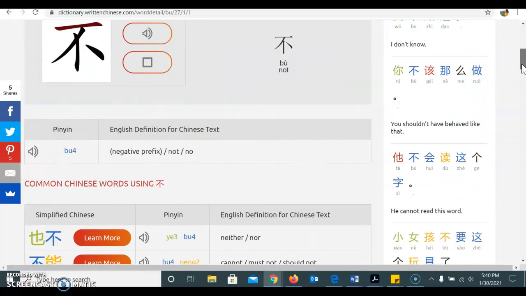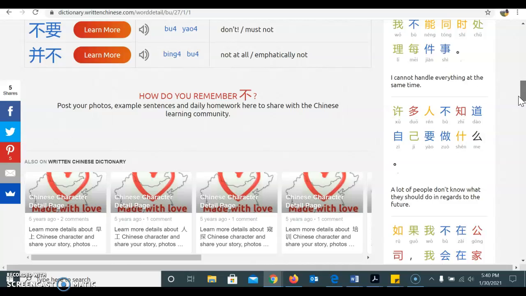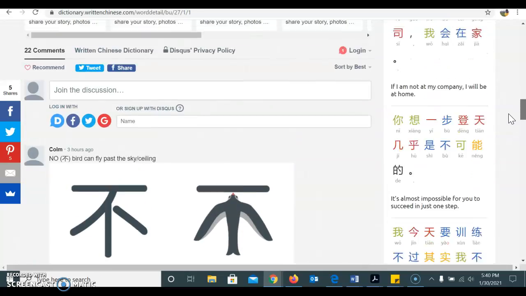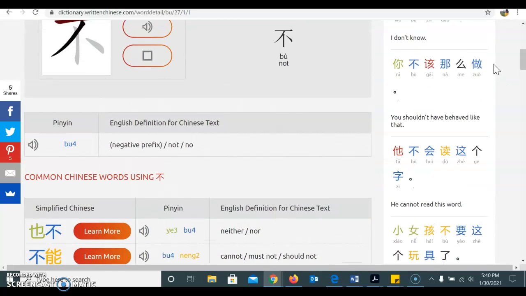It gives me an idea of the structure behind bu, the character itself. Where does it go? A lot of great examples here. It's just great to know. And some more words that use the character bu. And also you have some prefixes here.